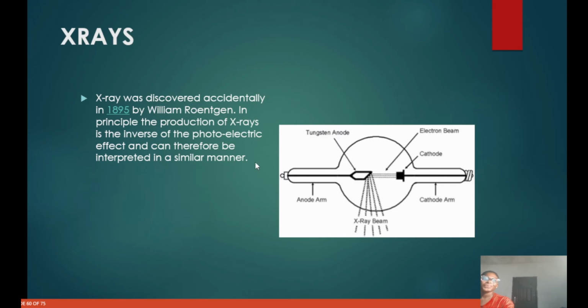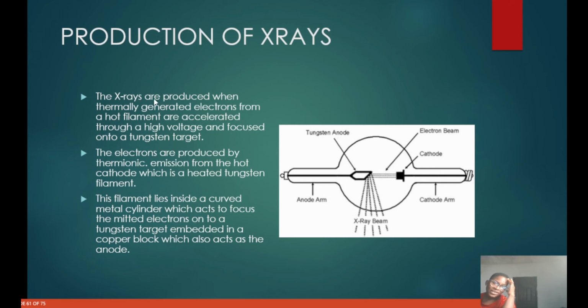So X-rays. X-rays were discovered accidentally in 1895 by William Roentgen. The principle of operation of X-rays is the reverse of the photoelectric effect and can therefore be interpreted in a similar manner. So the production of X-rays is just the reverse of the photoelectric effect. The X-rays are produced when thermally generated electrons from a hot filament, you can see it now, are accelerated through a high voltage and focused onto a tungsten target. You can see the tungsten target here.